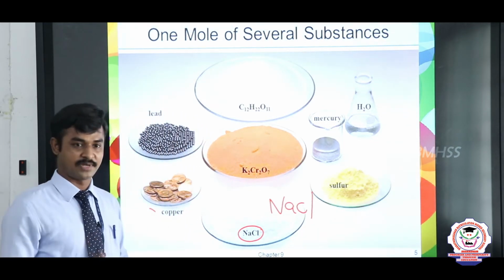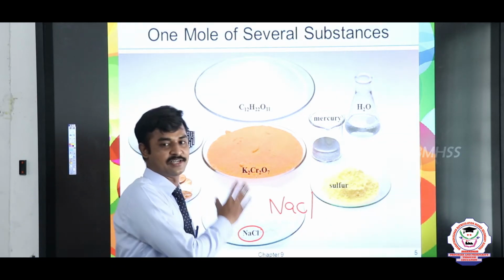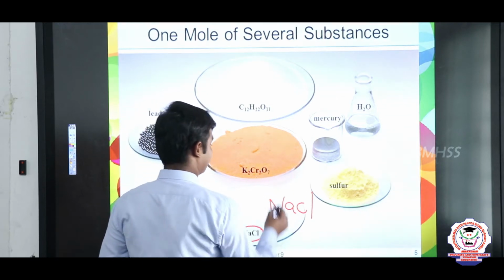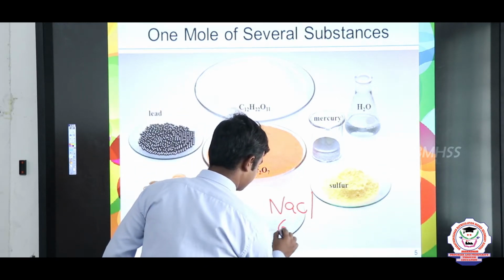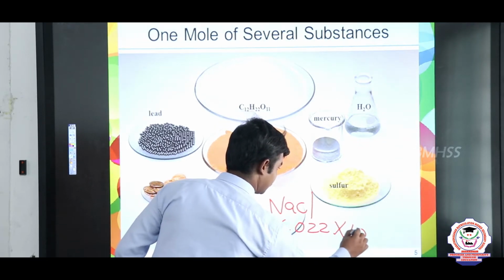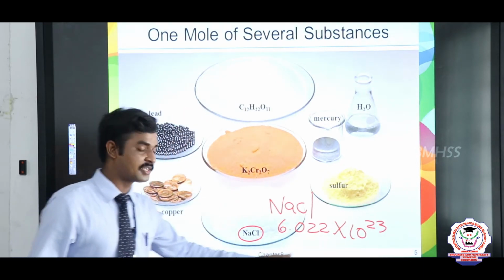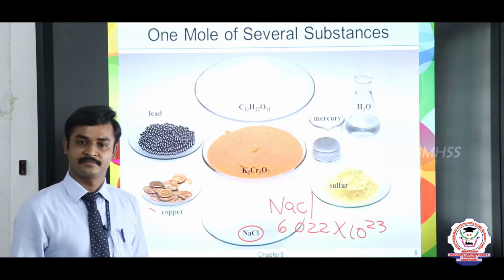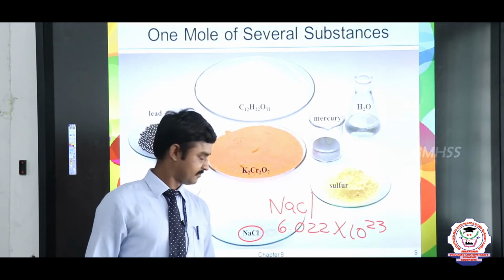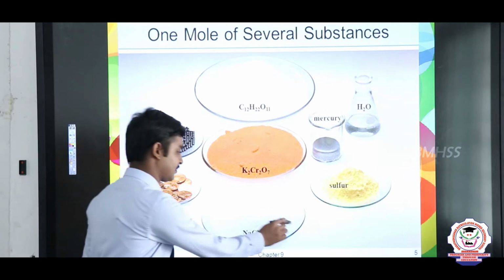Very good. But I said it is possible. I can count the particles present in the NaCl compound. It is a magical calculation. The answer is 6.022 into 10 to the power of 23. This much of particles are present in the NaCl compound. It seems impossible, but I will clarify.